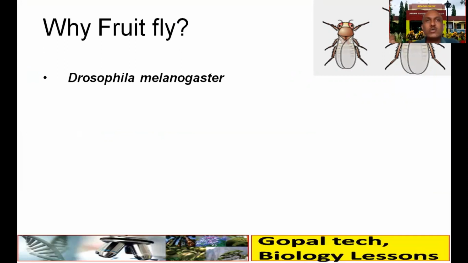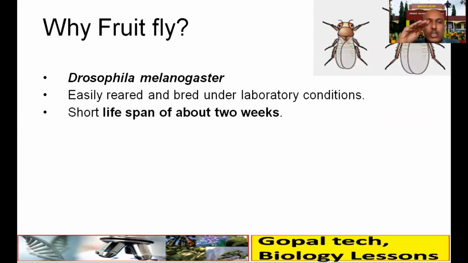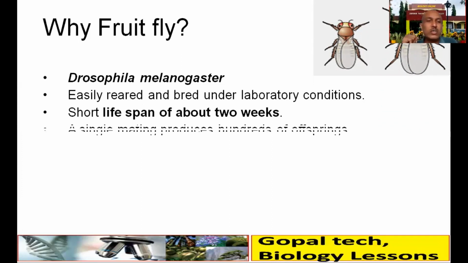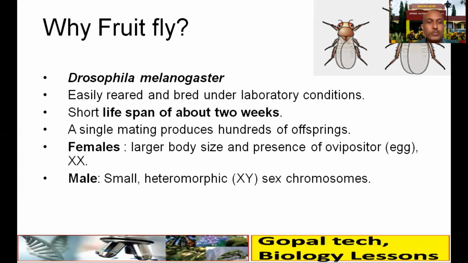ड्रोसोफिला मेलानोगैस्टर साइंटिफिक नेम, इजीली रियर्ड इन ए बॉटल एंड ब्रीड अंडर लैबोरेटरी कंडीशन. इसको बड़ा खेत नहीं चाहिए, वेरी वेरी शॉर्ट लाइफ स्पैन, अबाउट ओनली 2 वीक. गार्डन पी को तो मिनिमम 4 या मैक्सिमम 6 महीने लगते हैं. सिंगल मेटिंग प्रोड्यूस हंड्रेड्स ऑफ ऑफस्प्रिंग्स, वो एक 300 के ऊपर देता है. फीमेल्स और मेल में हम रिकॉग्नाइज कर सकते हैं. फीमेल्स आर लार्जर बॉडी साइज एंड प्रेजेंस ऑफ ओविपोजिटर, दैट इज एग लेइंग कैपेसिटी, एंड दे हैव 2XX क्रोमोसोम.